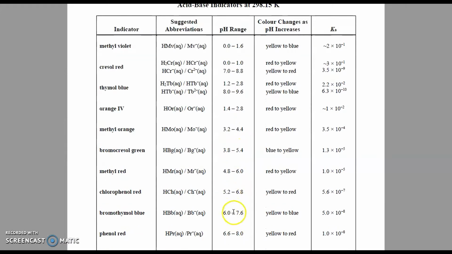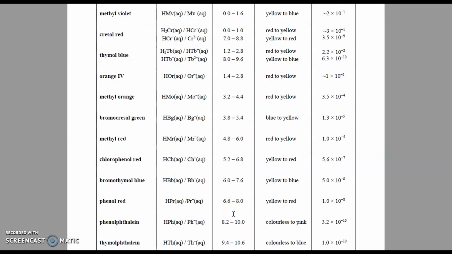You could do this with any indicator. You could do this with bromothymol blue or phenolphthalein, and these are some indicators that we have. And if you stick with me here in the next clip, I'm going to do a little bit of a demo with you of some of these different indicators tested in solutions so that you can see these color changes and how they occur.